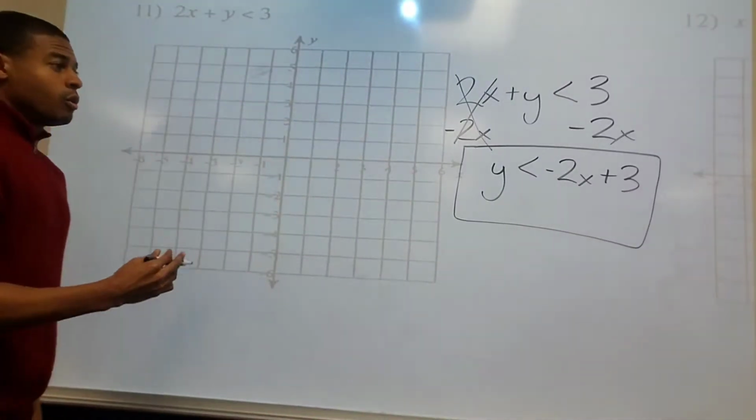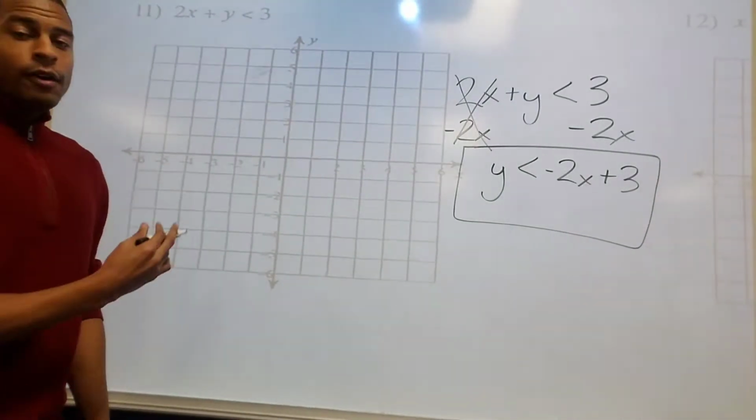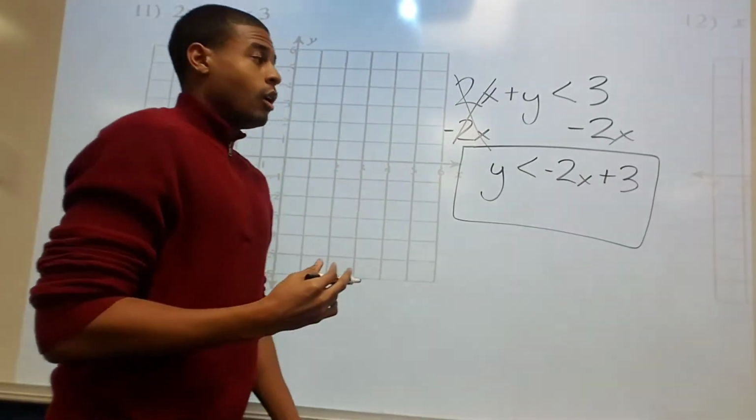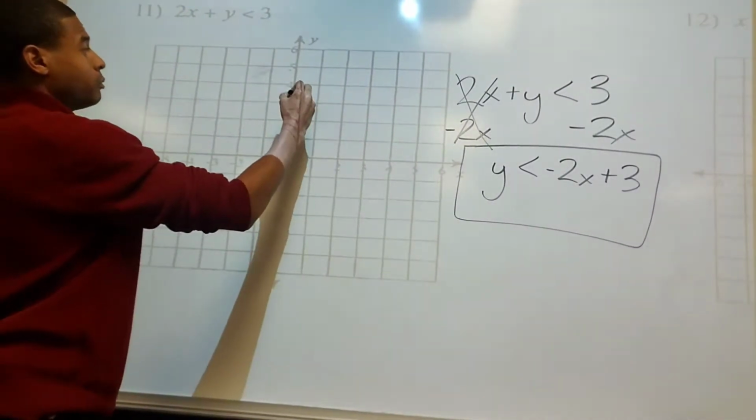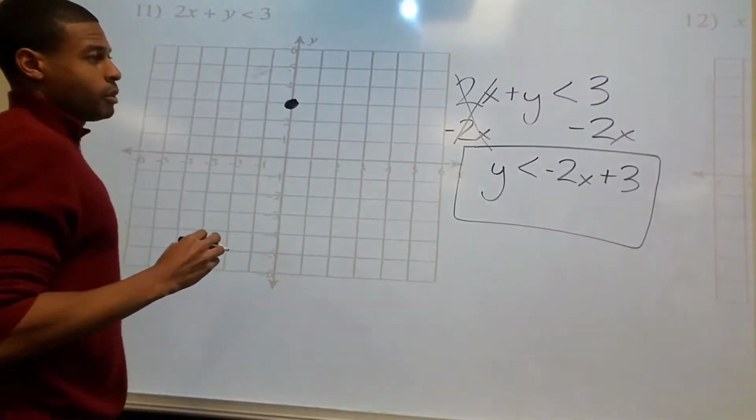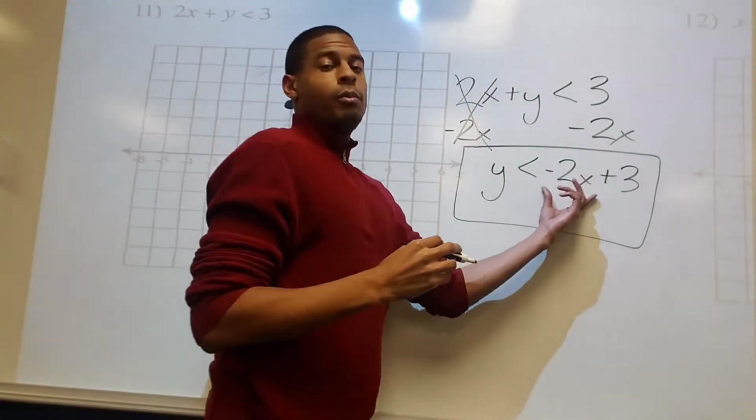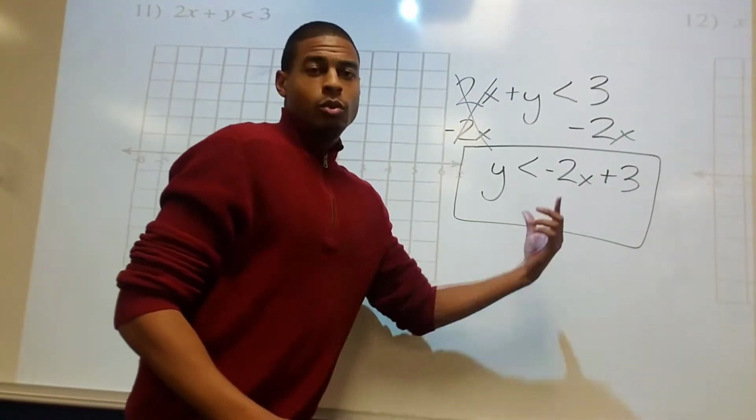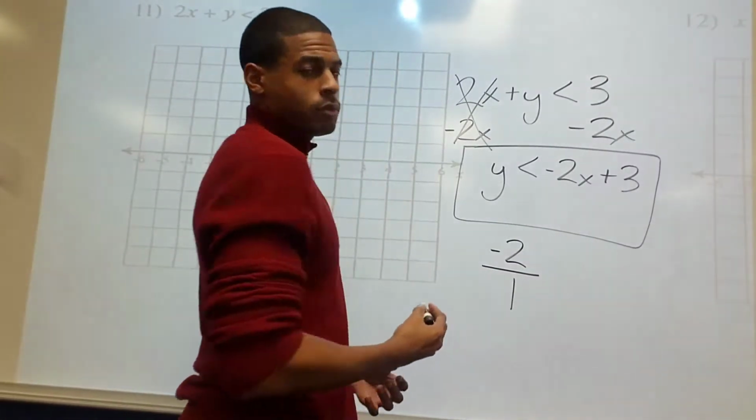All right. So now that I have it in slope intercept form, the first step in graphing this is I'm going to start with the y by itself. Since the y by itself is 3, that means that we're going to cross the y-axis at positive 3. So I'm going to put a point at 0, positive 3. All right. Now I'm going to use my slope of negative 2 to plot my other points. Okay. So negative 2 also means negative 2 over 1 as a fraction.